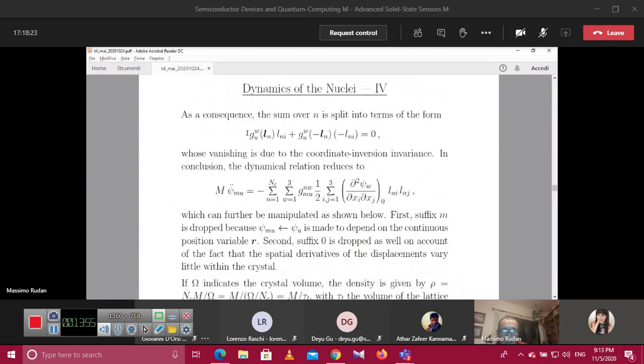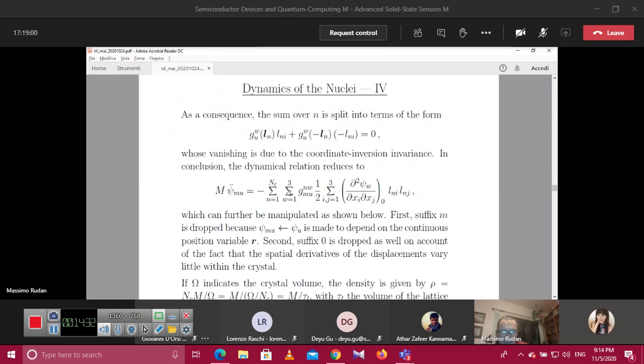Actually, each term here is made of pieces that add up to 0. Okay, so thanks to this, we can also eventually conclude that the first order term is 0 and only the second order term is left in the equation of the dynamics. So the simplified form of the equation of the dynamics is now this one, okay?